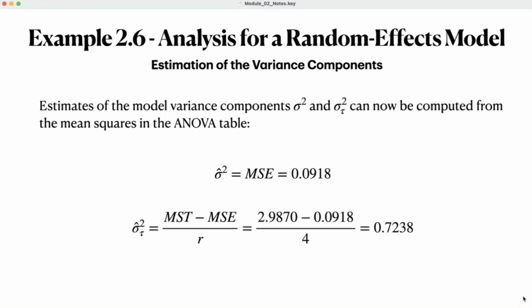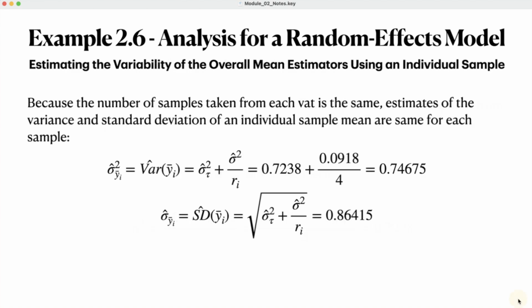All right, now once we have these variance component estimates, we can do things like estimate the variability associated with the estimates of the overall mean. And so let's first look at estimating the variability of the overall mean estimators based on the individual sample means. Now again, because of the equal replication, the variance, or the estimated variance, of the sample means will be the same for all samples. And that's what we're saying here.